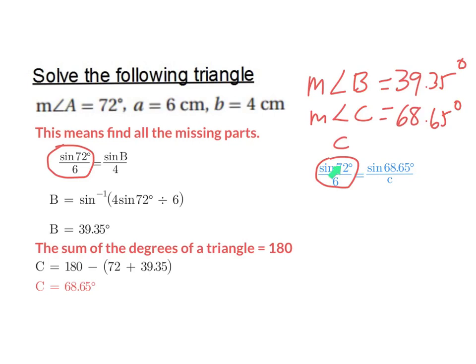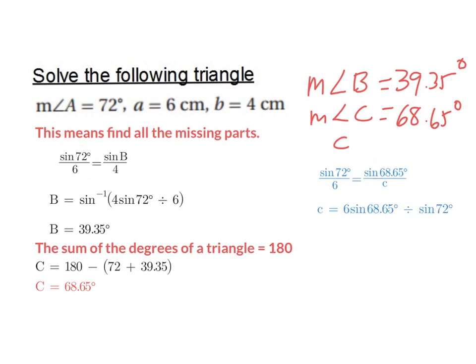All right? Now, since I'm now finding a side, cross multiply and divide, just like we did before. So we've got 6 times sine of 68.65 divided by sine of 72 degrees. That's 5.88 centimeters. How many had that? Okay, good. So that's all we're doing today. So the only difference is that now instead of finding a missing side all the time, we may need to find a missing angle first, and then eventually might have to find a missing side. Okay? That's easy though.